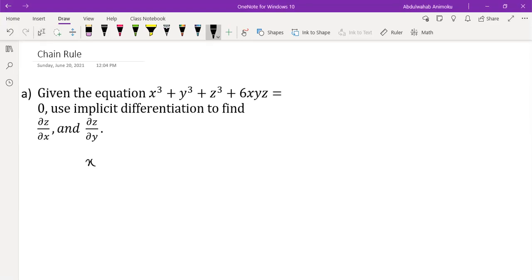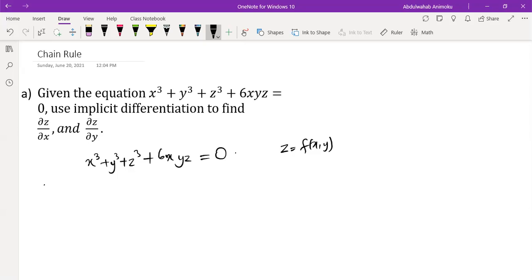So here's our function. Now there are two ways that we are going to use to solve this problem, right? And whichever one you're comfortable with, you can use that to solve your problem. So this is the function we want to find, and z is a function of x and y. That's why we call it implicit differentiation. And now we're going to find the derivative of z with respect to x and of z with respect to y. Now, how do we do this?